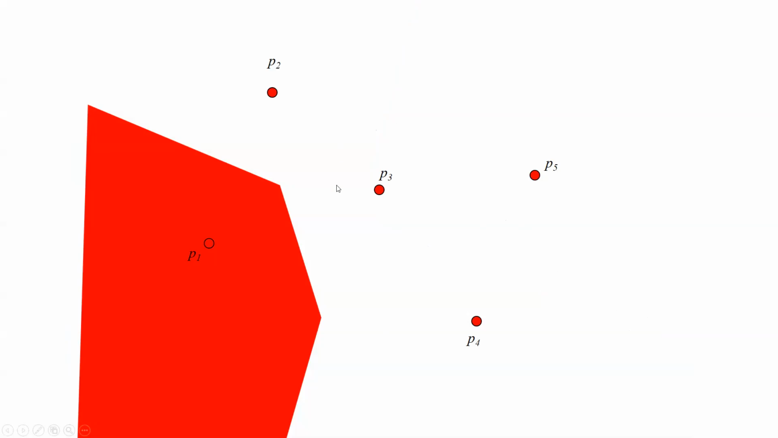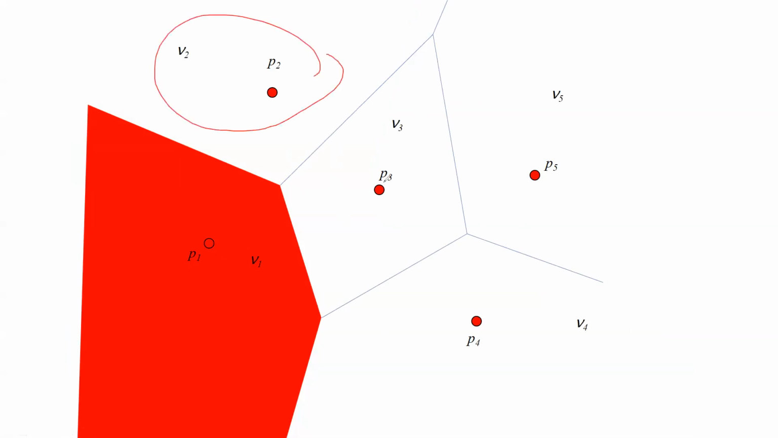And if you construct the same Voronoi region for every other point, then you should have this. So you can see P2, nu 2 is here, and P3, nu 3 is here, and so on. So each of the regions is the region that is closest to that P1, P2, P3, P4, or P5. This is called the Voronoi diagram.